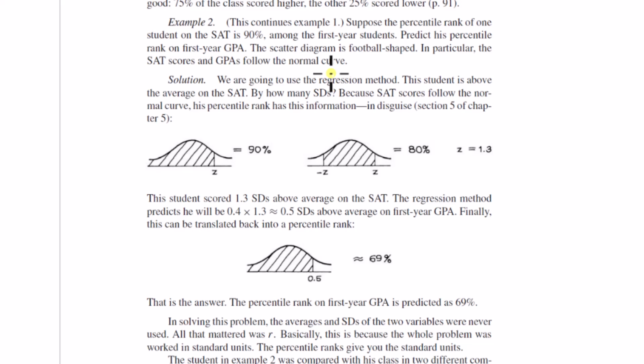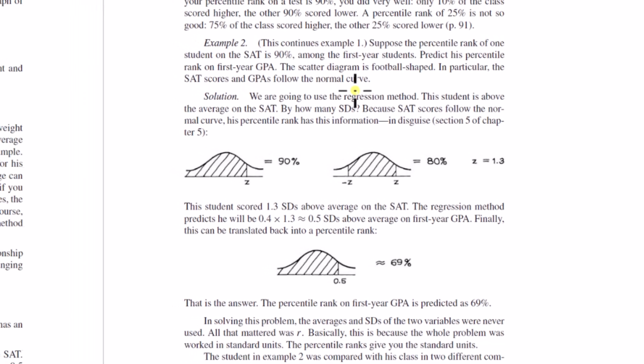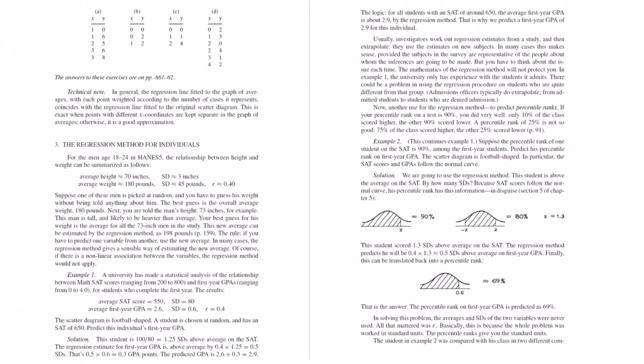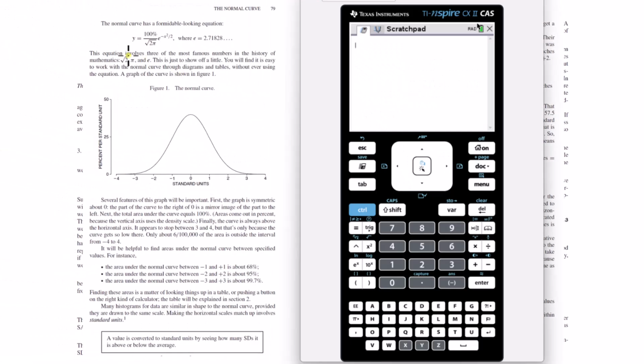Now we can tie this percentile to a z-score. And so let me go ahead and, so here from chapter 5, here's the formula for the normal curve. So you've got 100 divided by square root of 2 pi, e to the, okay, so there's the formula.